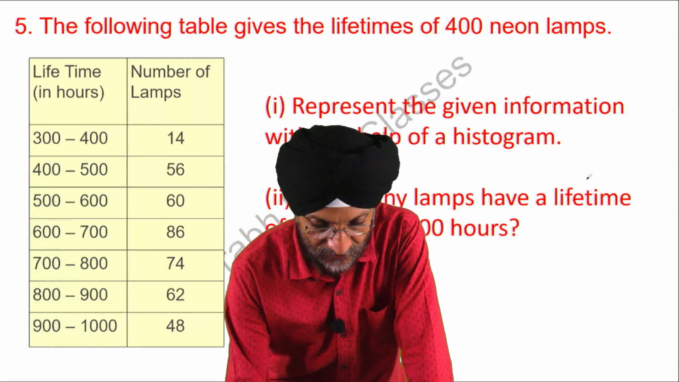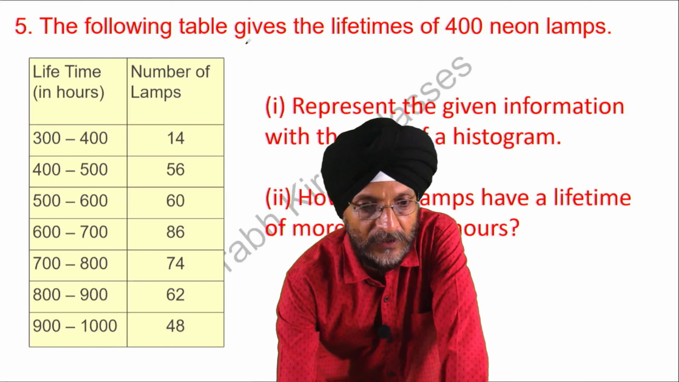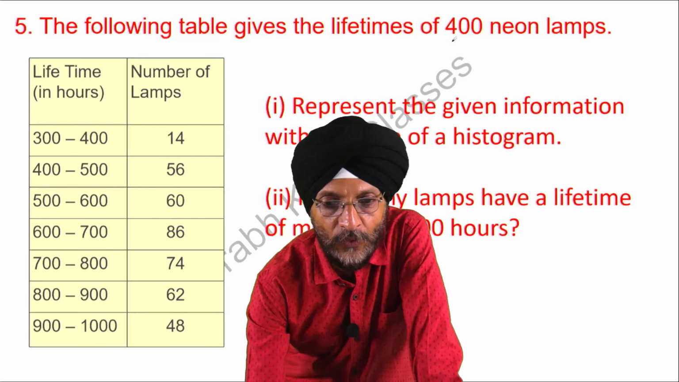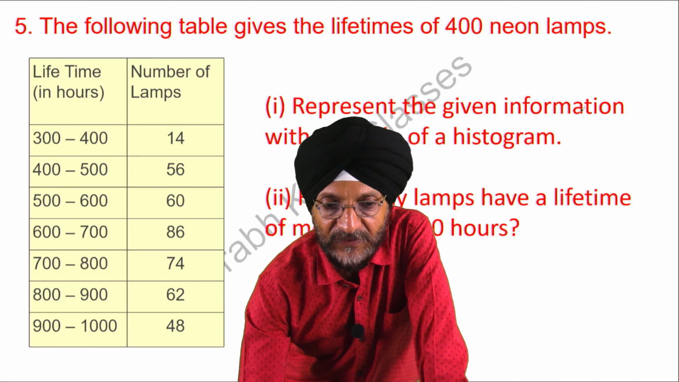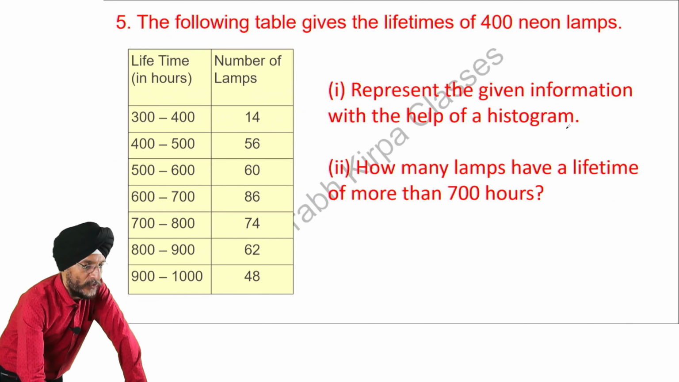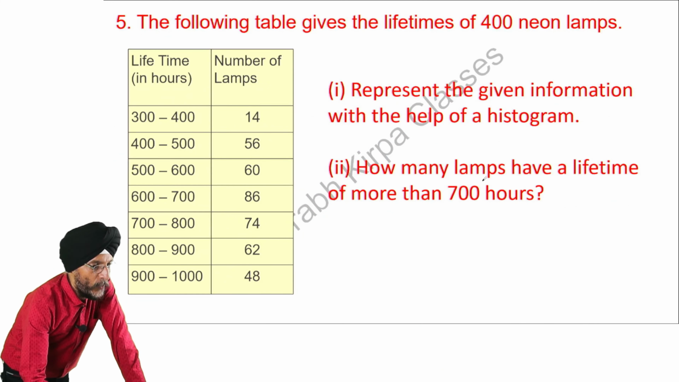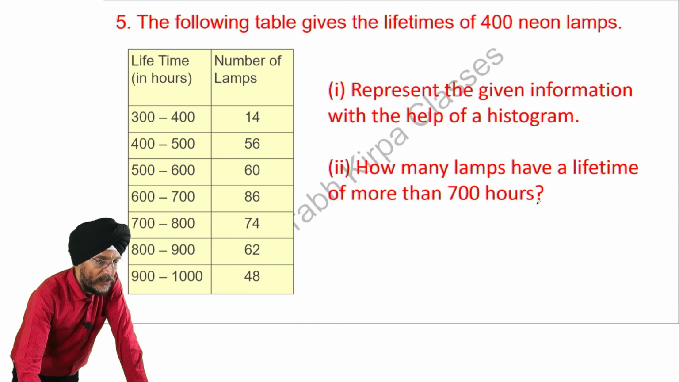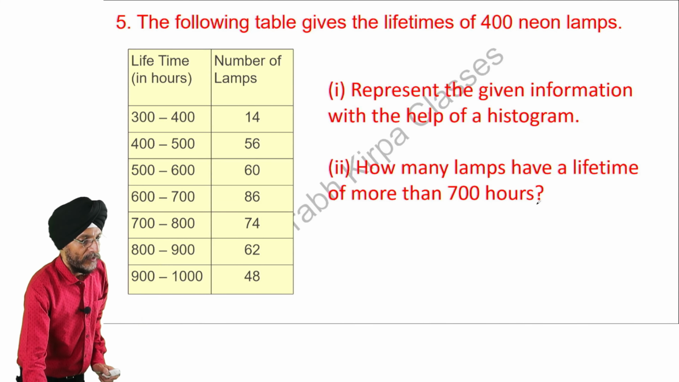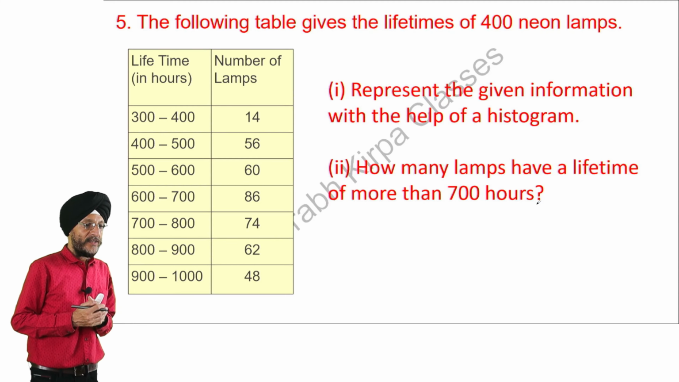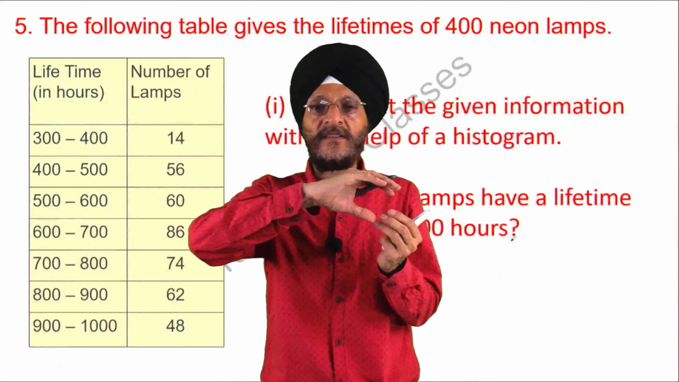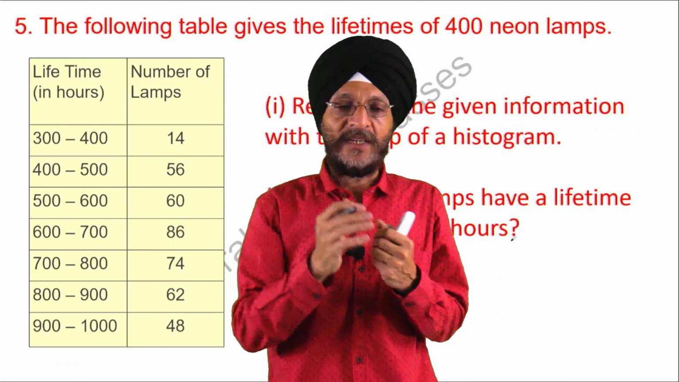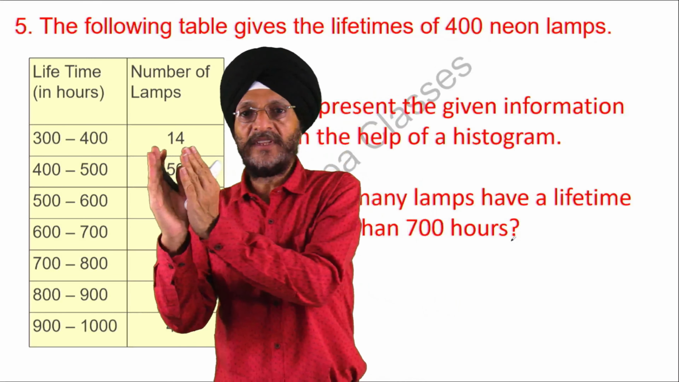Now the question before us is: the following table gives the lifetimes of 400 neon lamps. Represent the given information with the help of a histogram. Then how many lamps have a lifetime of more than 700 hours? We have already discussed that in the case of a histogram, we represent the data in the form of bars, and there is no gap between the bars.